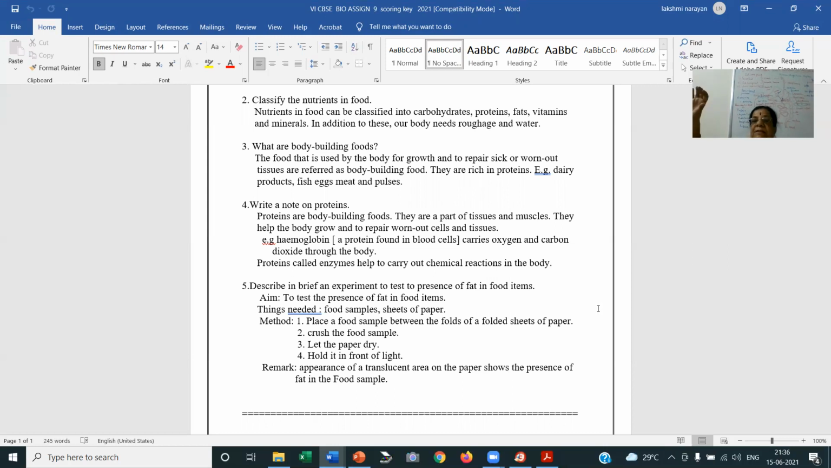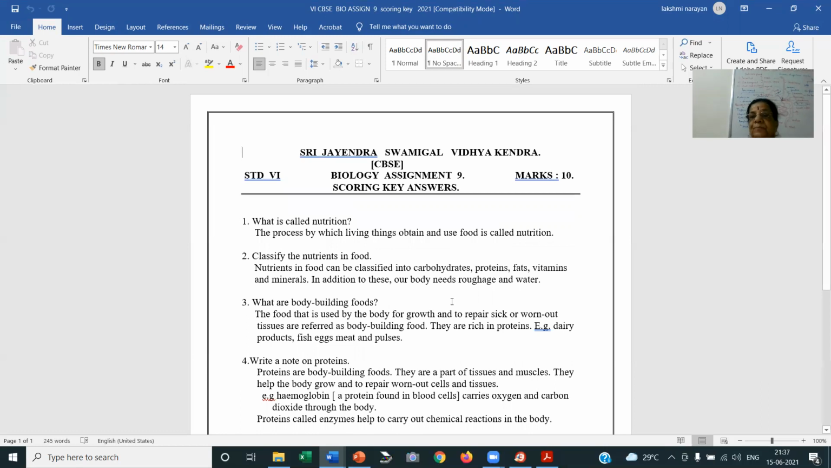Hold it in front of the light like this. When we look, we will see a shady appearance. That is, the appearance of a translucent area on the paper shows the presence of fat in the food sample. Appearance of a translucent area on the paper shows the presence of fat in the food sample. I hope you understand. So this is for our video number 12, assignment number 9. Are you clear? I have written like this.